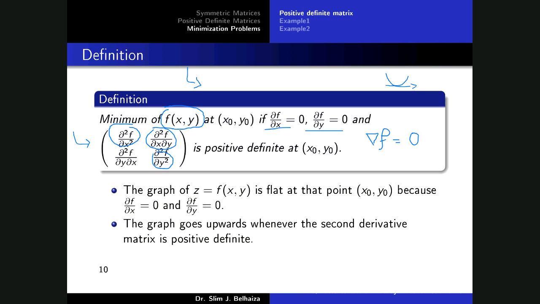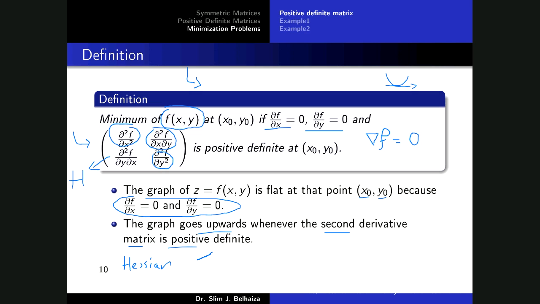But this matrix, the one with entries all defined by the second derivatives, is called the H matrix, H for Hessian matrix, named after a famous mathematician. The entries are the second derivatives. So the graph of the function f of x, y is flat at that point x0, y0 because of the first order condition, and it goes upward because of the second derivative matrix, called the Hessian matrix, which needs to be positive semi-definite.